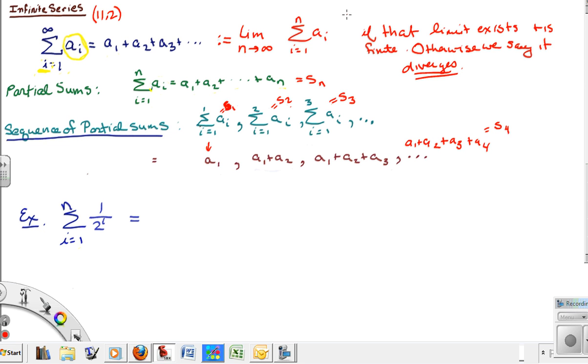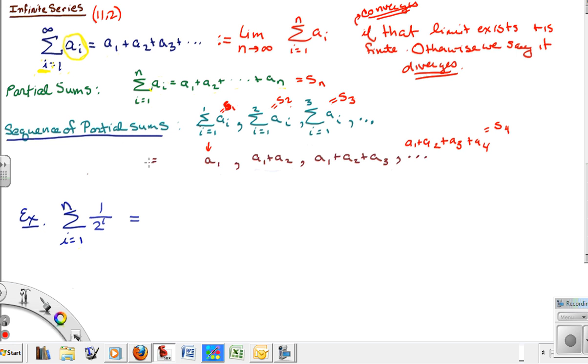So if that limit exists and is finite, that means it converges. Sometimes that limit will be infinite, in which case we'll say it diverges to infinity, or diverges to negative infinity. Sometimes the partial sums just bounce back and forth and don't zero in on anything or go off to infinity or negative infinity, in which case we just say it diverges, period.